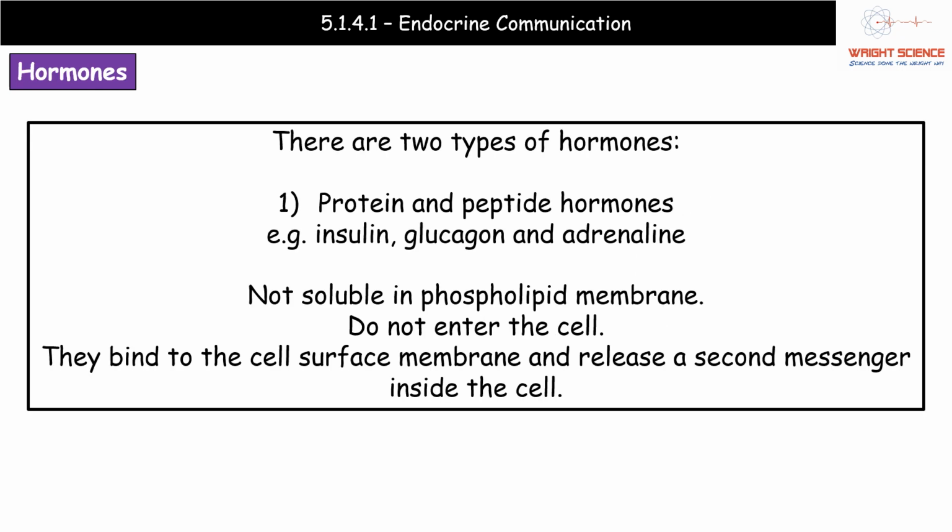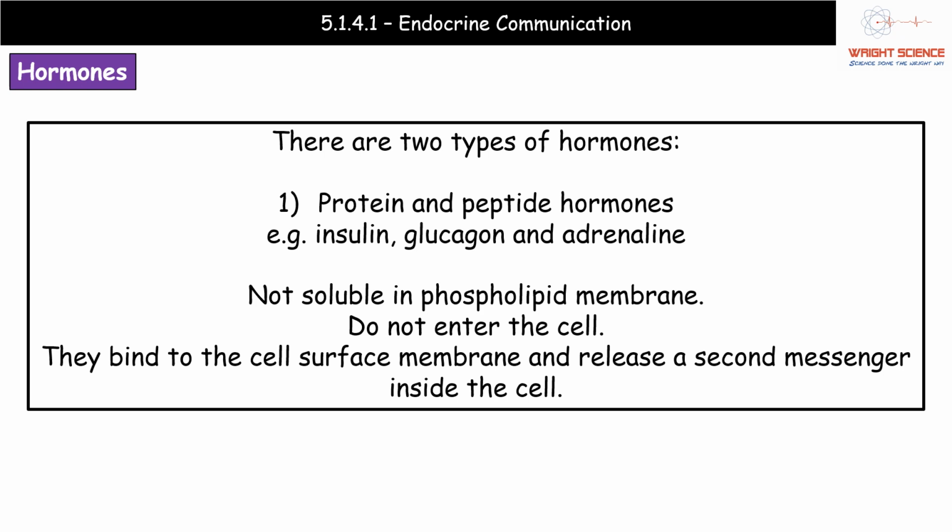To build up to the A-level knowledge then, what we need to understand is that there are actually two types of hormone. The first type are the protein and peptide hormones. Now, basically, these are ones that you've encountered in terms of insulin and glucagon and adrenaline. All of these are protein and peptide hormones.